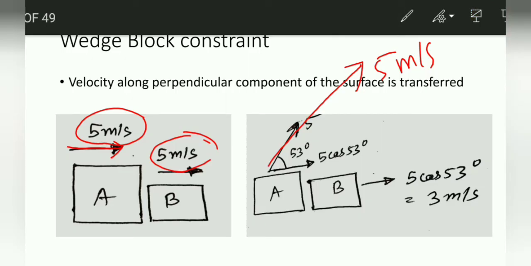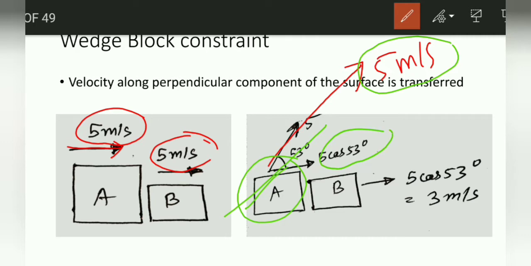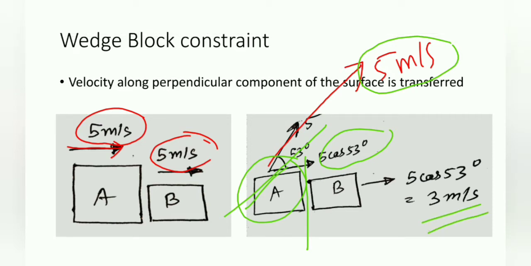So exactly this 53 degree I have shown here. So what is the velocity component? If this one is moving like this, and I have cut it and made it a wedge and put it on an inclined surface, then if it is moving with a velocity of 5 meter per second, this block B will get the velocity component that is perpendicular to both surfaces. So 5 cos 53 degree, that is 3 meter per second. The velocity along the perpendicular component of the surface is transferred. That's it.